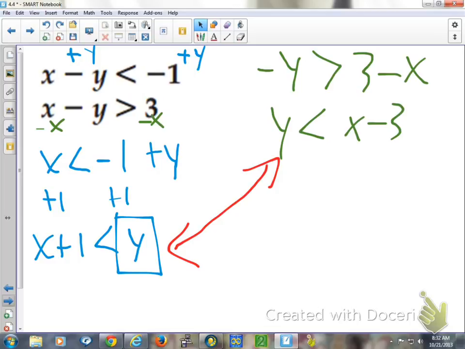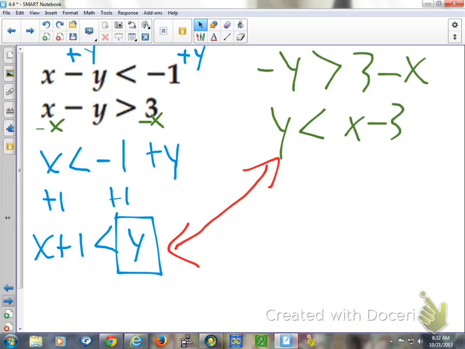Wait, I have different signs. I do too. Uh-oh. What do you have? Y is greater than 1 plus x. Okay, check. Alright, and then y is less than negative 3 plus x. Same thing. Only difference is the order we wrote them. Negative 3 plus x, 1 plus x, same difference. Exact same thing. Anybody else get something different they'd like for us to take a look at?